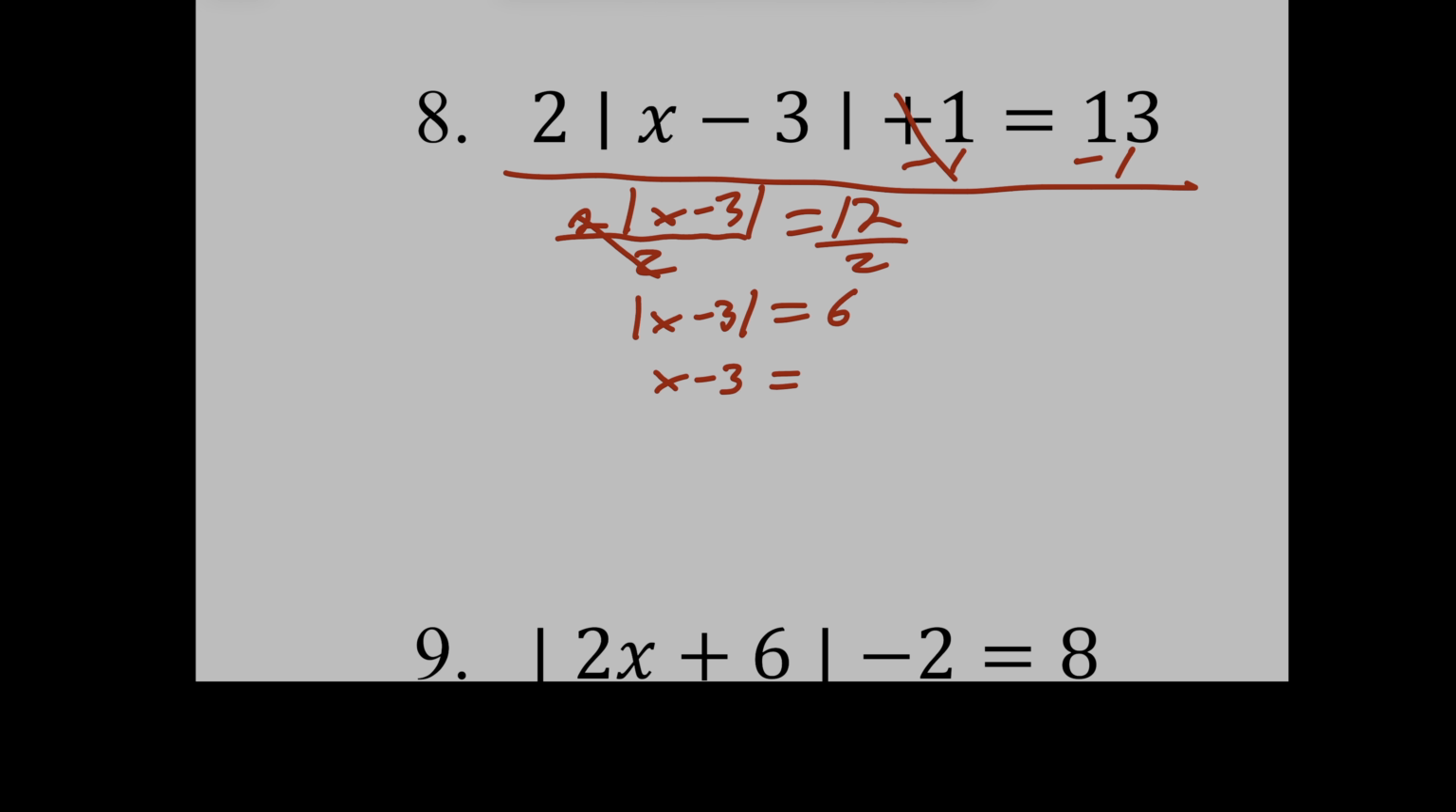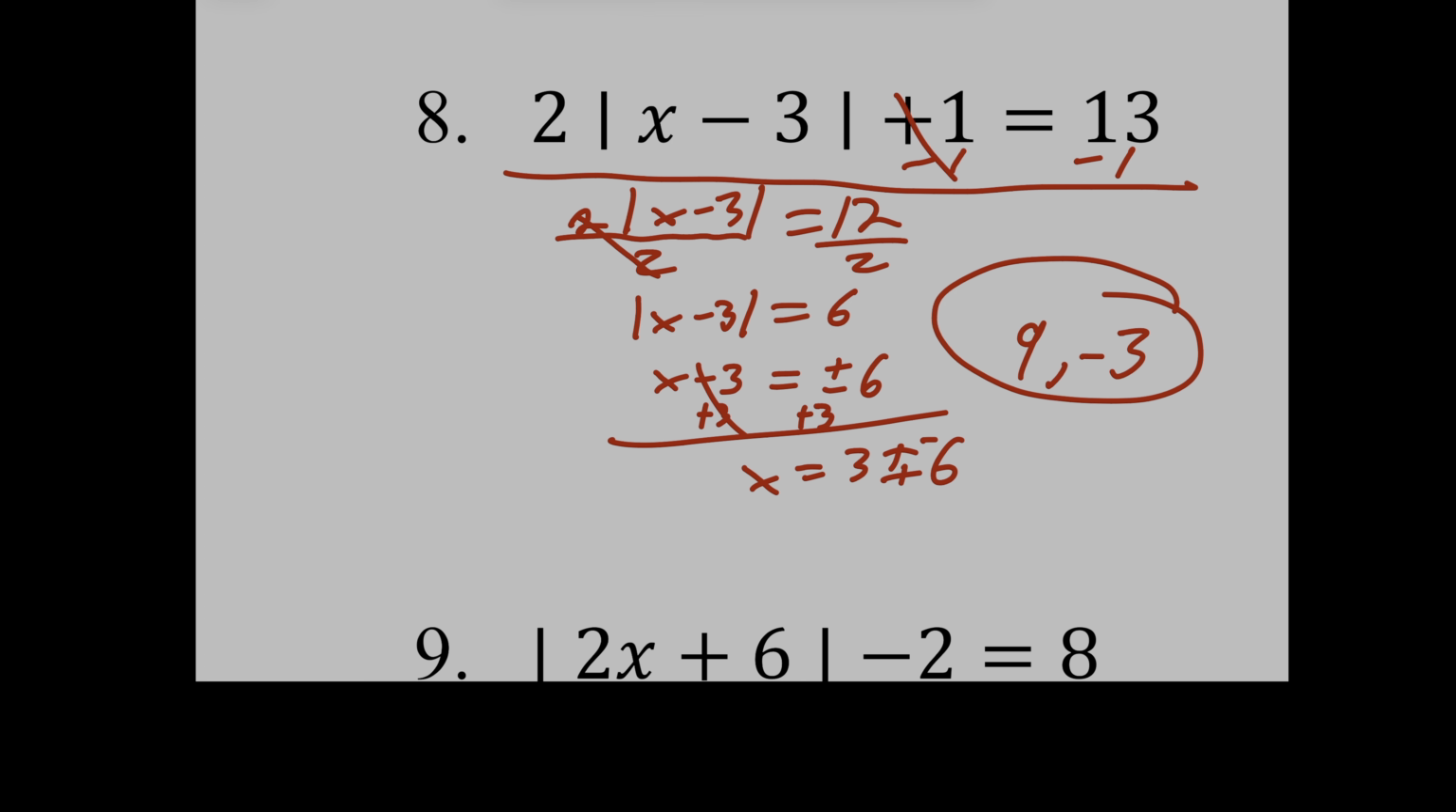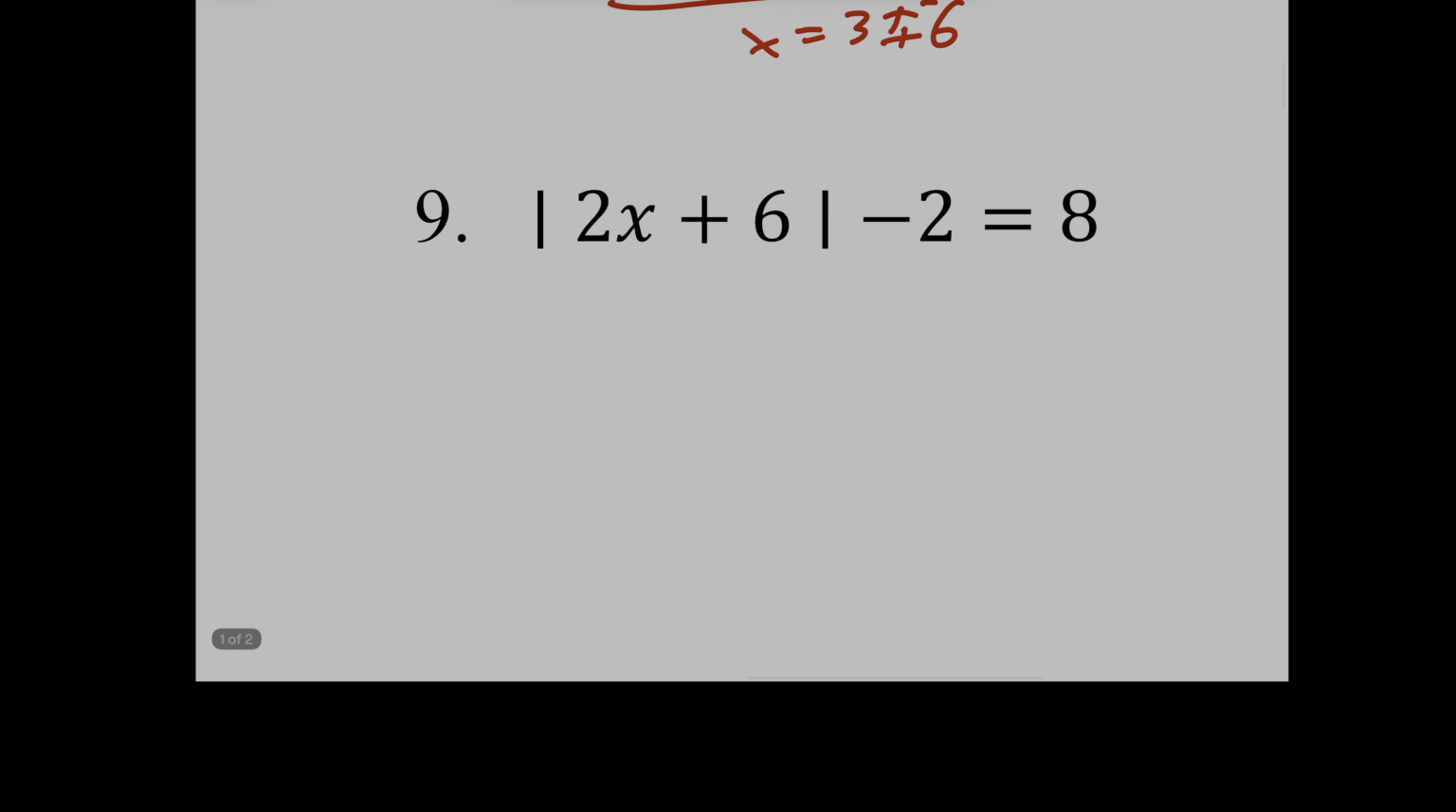Now I can do the trick. And remember, if you take away an absolute value, you just go plus or minus to the right. I'm going to add 3 to both sides, and I'm going to get x equals 3 plus or minus 6. What is 3 plus 6? It is 9. What is 3 minus 6? Add a line, change the sign. That would be a negative 3. All right? Let's keep going here.